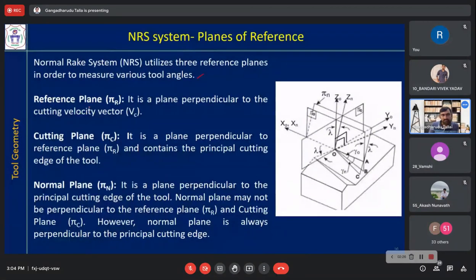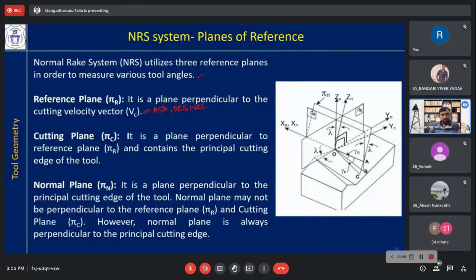So first one is reference plane pi r. There is no change in pi r. Pi r is same in ASA, ORS and NRS systems. In all these 3 systems, pi r is same. So what is pi r? It is a plane perpendicular to the cutting velocity vector. This is always true for ASA, ORS and NRS. So there is no change in this pi r.